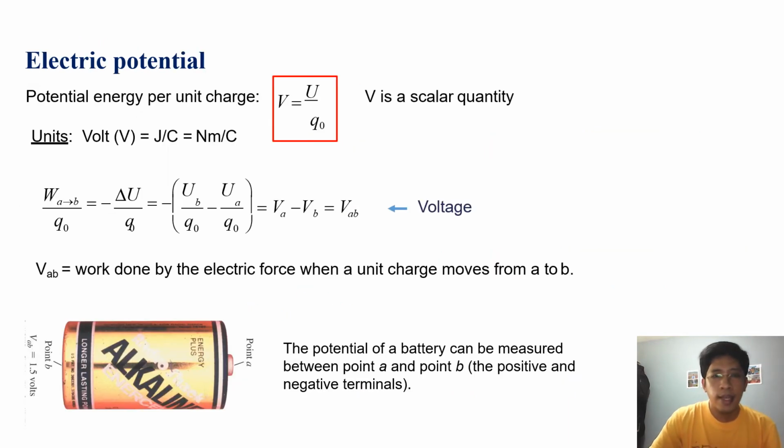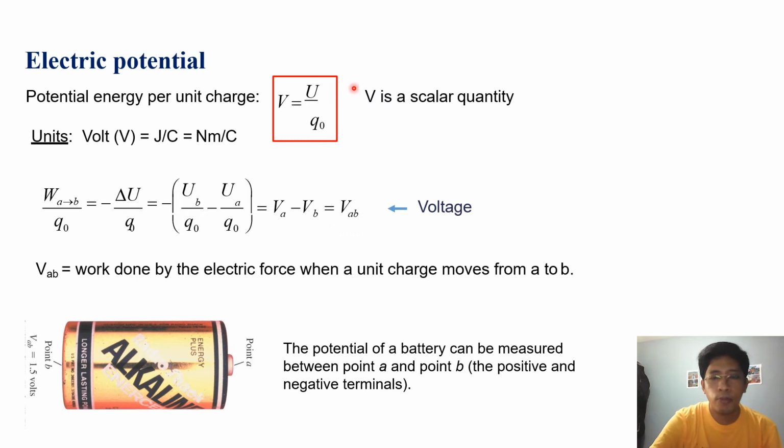Okay, so now let's talk about the electric potential. Your electric potential is different from your electric potential energy. Your electric potential, or simply your potential, is your potential energy divided by your unit charge, or your potential energy per unit charge. And for electric potential, we use the symbol V. Your V is equal to your U over your Q naught, where your U is your electric potential energy. So it's your potential energy per unit charge.